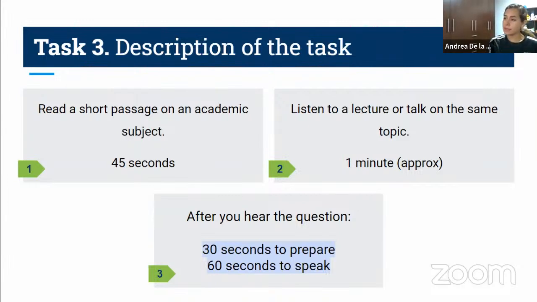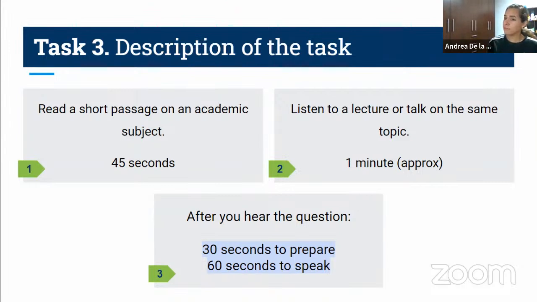After you're done reading the text, you go to step 2, which is basically listening, but you won't have to listen to a conversation anymore. In this case, you will have to listen to a university lecture, a university class. You listen to this lecture, it lasts 1 or 2 minutes. Then you get the question, you get 30 seconds to prepare and 60 seconds to speak.